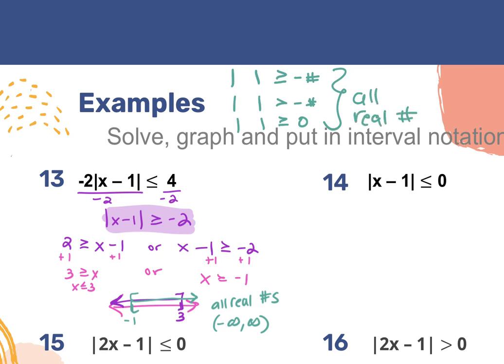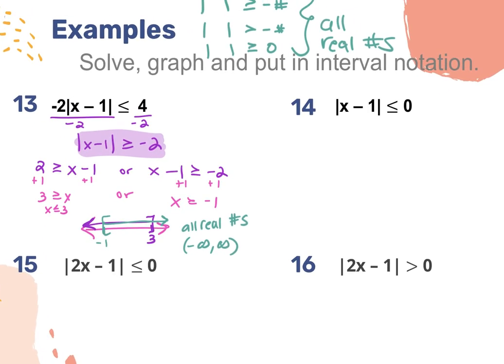Because every single number, when put into an absolute value, will come out positive, 0 or greater than 0, which means all of those would be all real numbers. If you don't catch it, then you just do what we did, and you'd still get all real numbers, but it will obviously save you time to catch it. All right, go to 14.